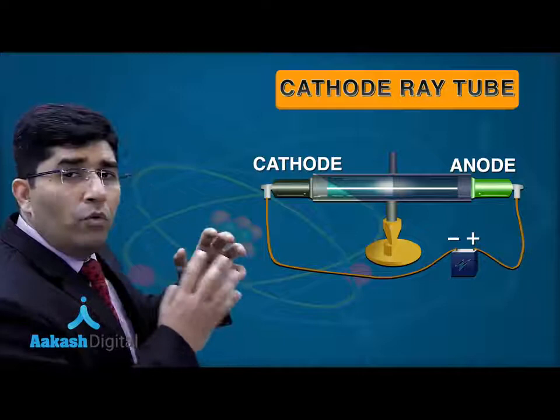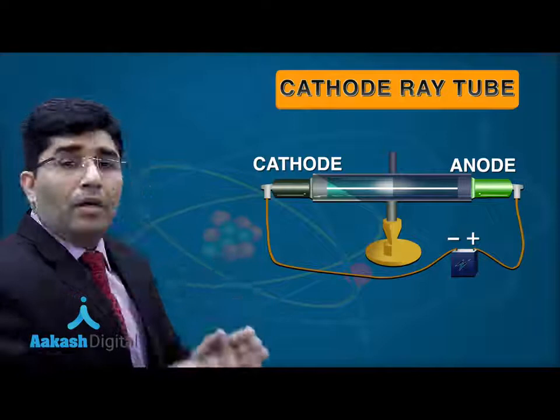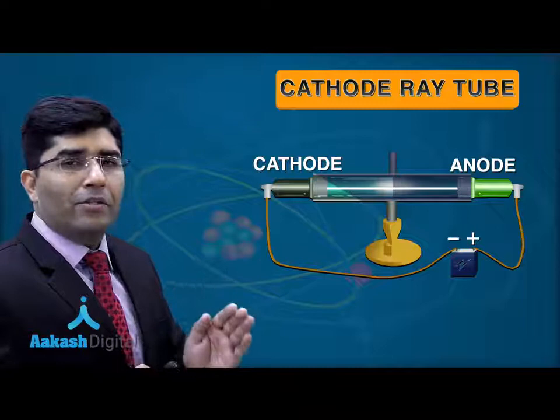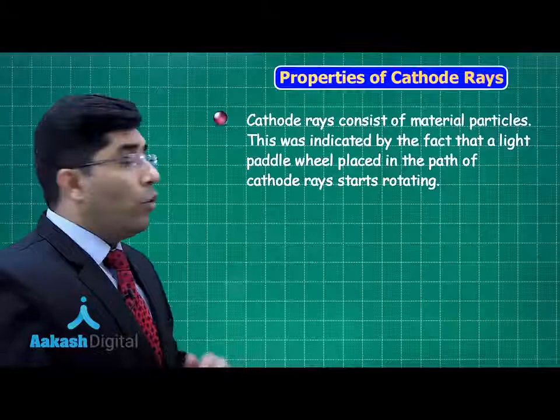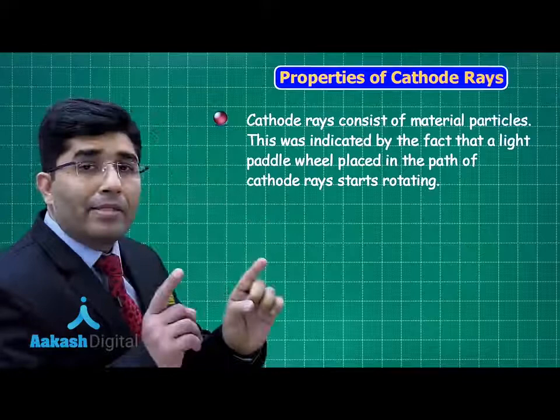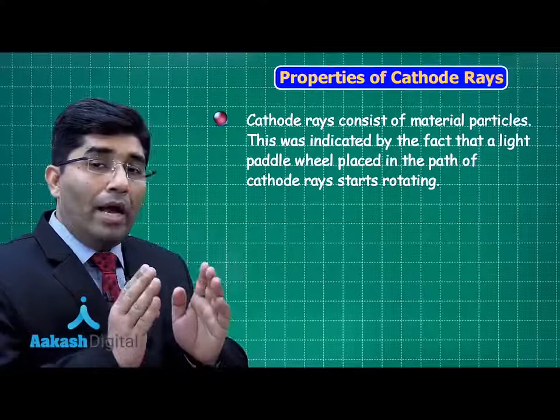By his observations, we will come to know what cathode rays actually are and what the significance of cathode rays is. So let's discuss the properties of cathode rays, which will help us to understand more about them. The first property was, cathode rays consist of material particles. If they consist of material particles, they will have mass. And if they have mass, then while they are moving with velocity, they will have momentum also. And momentum can be shifted.